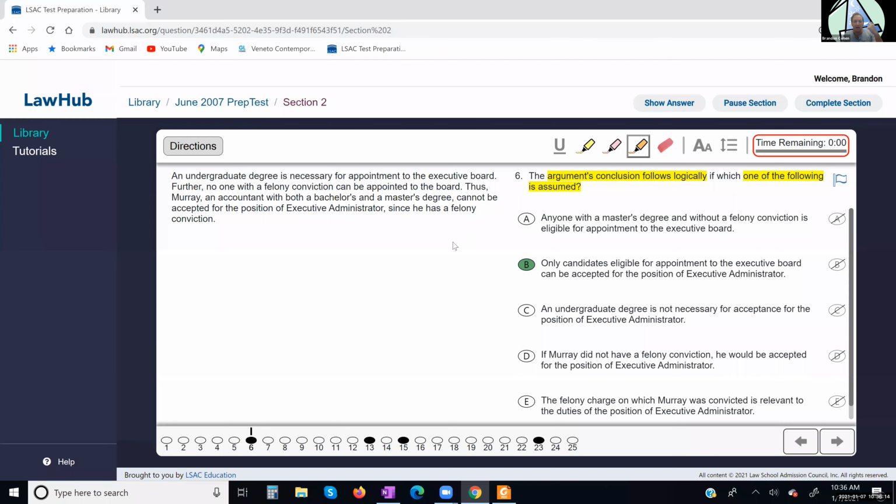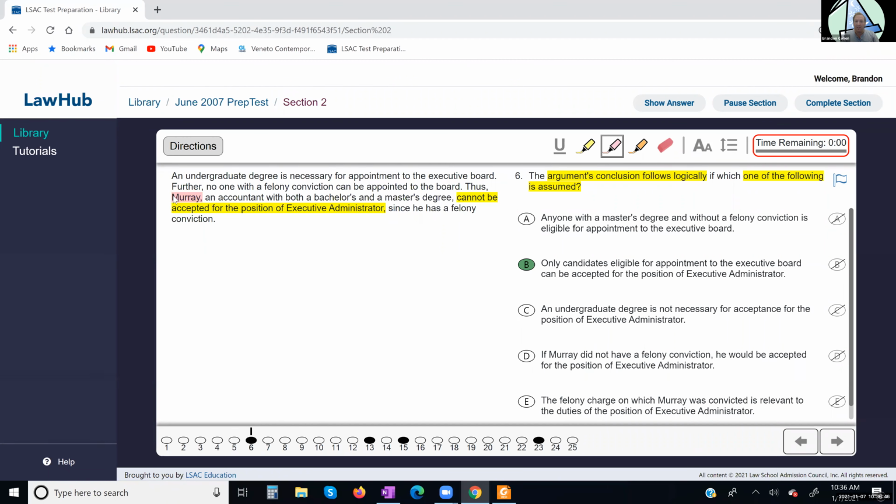Our mind is on guard for language. The way that we've discussed catching language is by highlighting the conclusion, which in this case is: Murray cannot be accepted for the position of executive administrator. And we break it into parts. We think about what the parts are. Subject matter and characteristic is the easiest breakdown. But at the end of the day, I never care if you're perfect with it, as long as you're practicing this ability of mentally breaking a conclusion into two parts. Sometimes there are obviously more parts too, and you have to be ready for that.